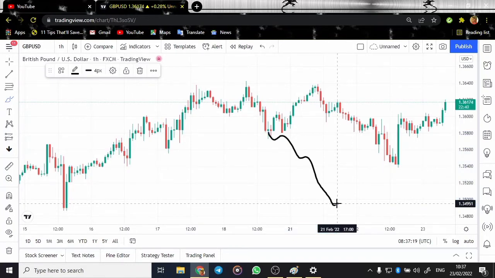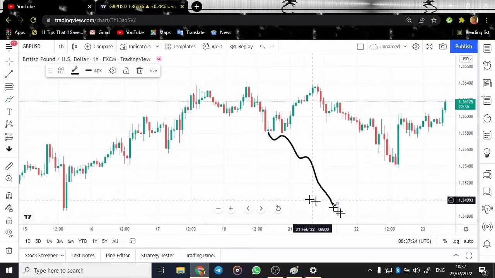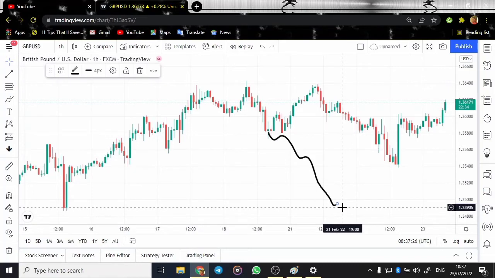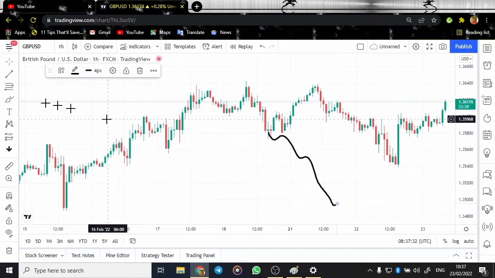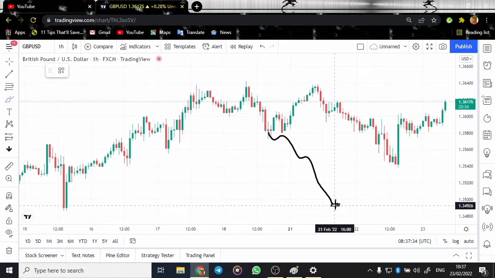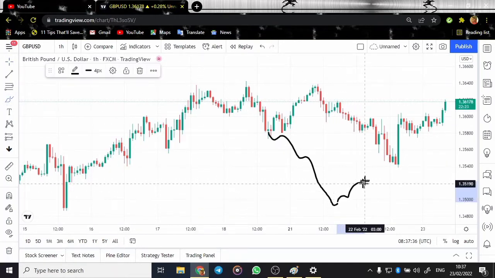So when we reach down here, we're going to look at this level and say this is a potential level where the market can reverse and go up from this level. It's a level where the market can start going up again because it once tested this level.